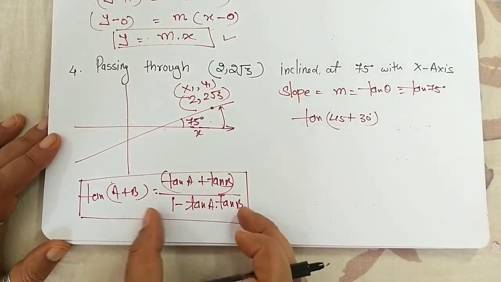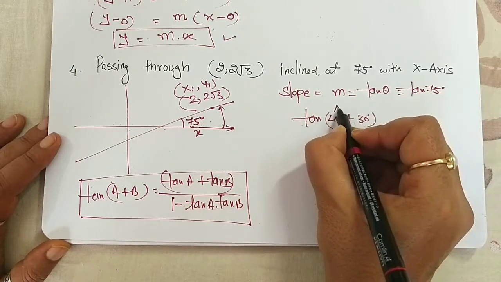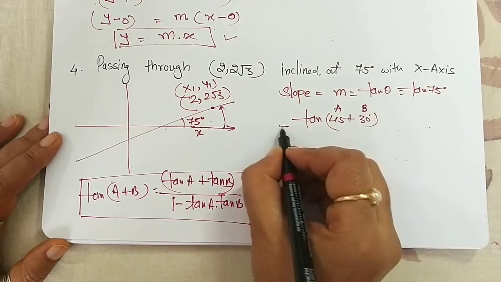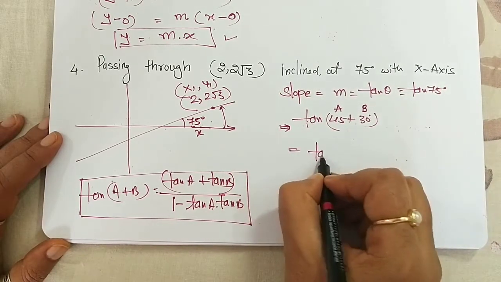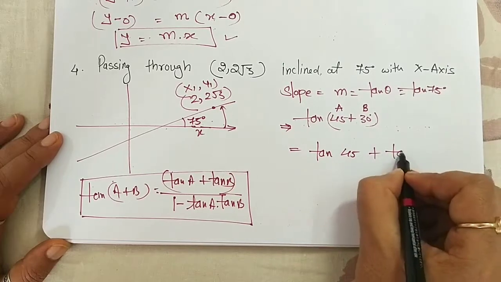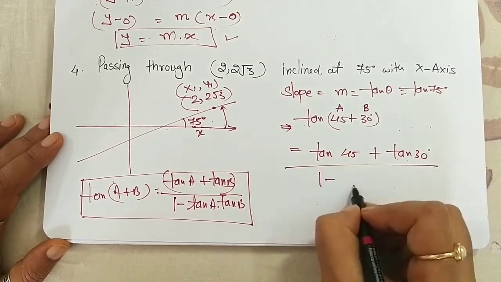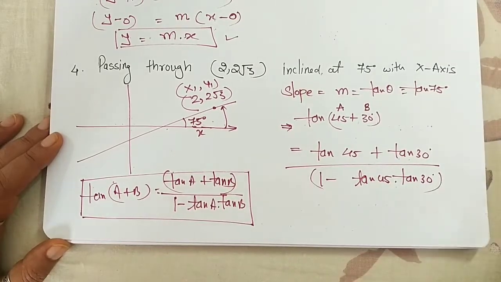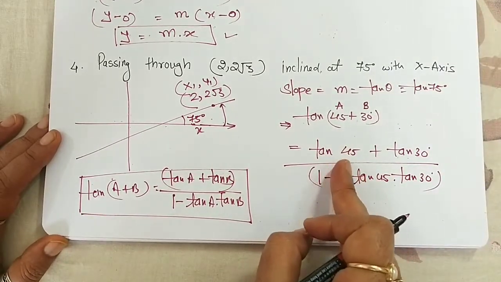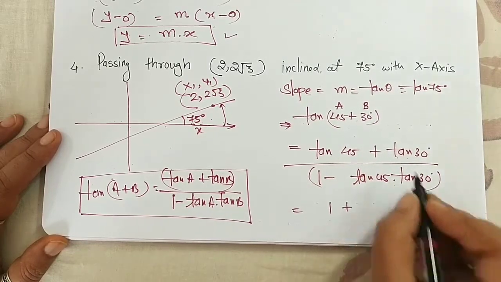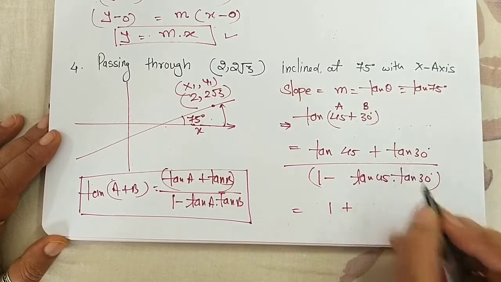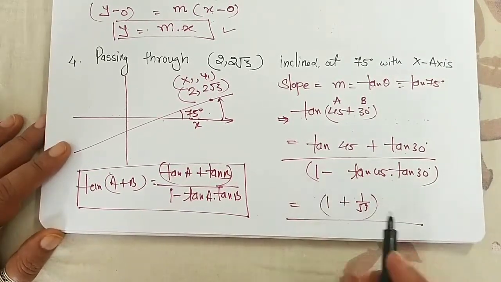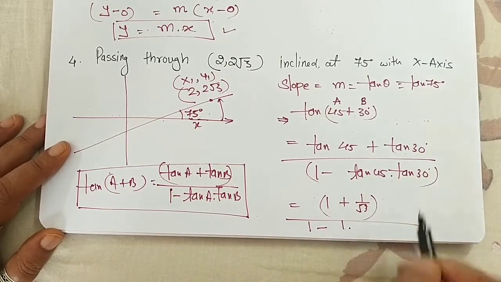Okay, so I'm using this formula here. So my A is 45 and my B is 30 degree. Okay, so I will use it directly. So I will have tan 45 plus tan 30 by 1 minus tan 45 into tan 30. Correct. So what is tan 45? Everybody knows it is 1, plus what is tan 30? It is 1 by root 3, divided by 1 minus 1 into tan 30.